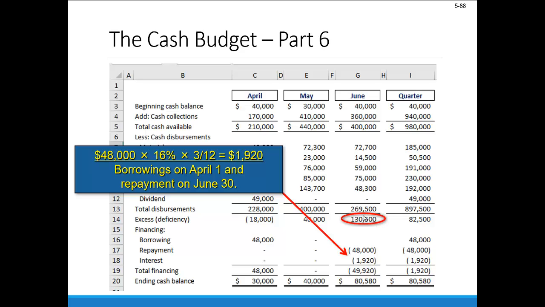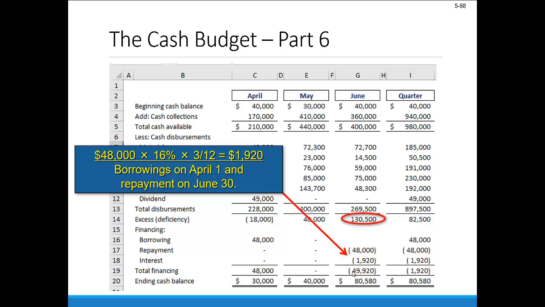Now we can budget for the repayment of that draw on the line of credit. So we're paying first the $48,000 principal plus interest. So 48,000 times the 16% interest rate, and then we'll use simple interest, 3 months out of 12. So that gives us total interest payment of $1,920. We're saying that's what's being paid on June 30 for interest there. So deduct those things from our projected excess here, and we're left with an ending cash balance of $80,580.